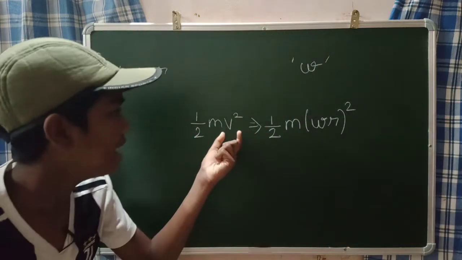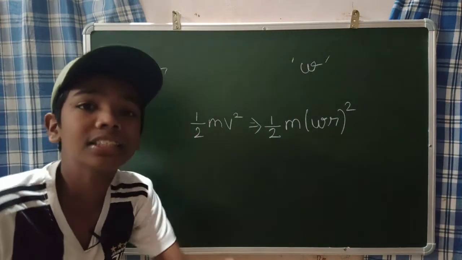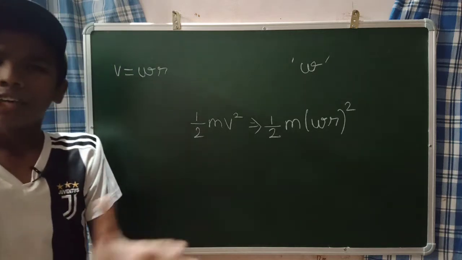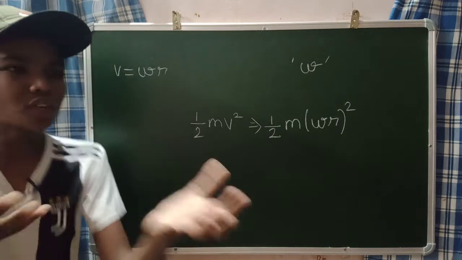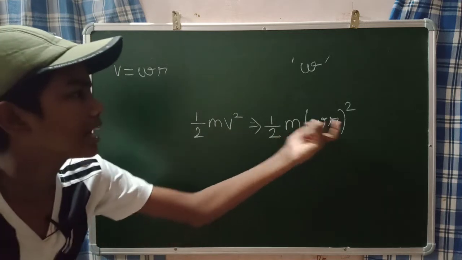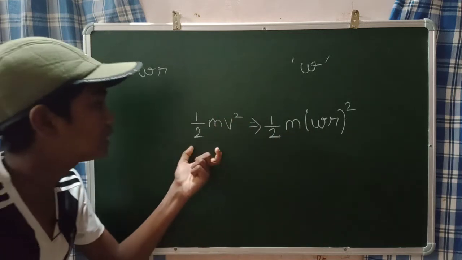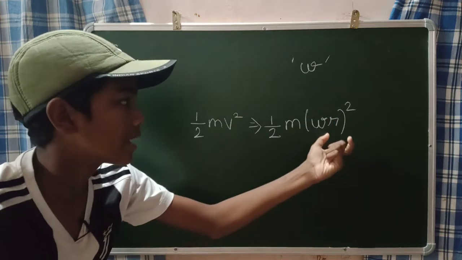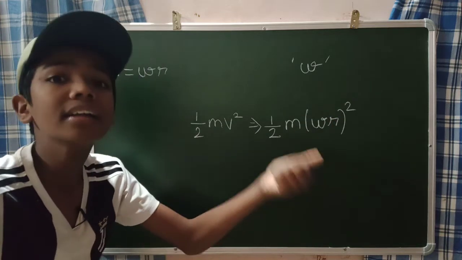So this v can be written as omega into r. That's the relationship which you guys know, because your physics should be defined everywhere. So this v can be written as omega into r, and that's why we are getting this term as half into m into omega r square, because this v is omega r.